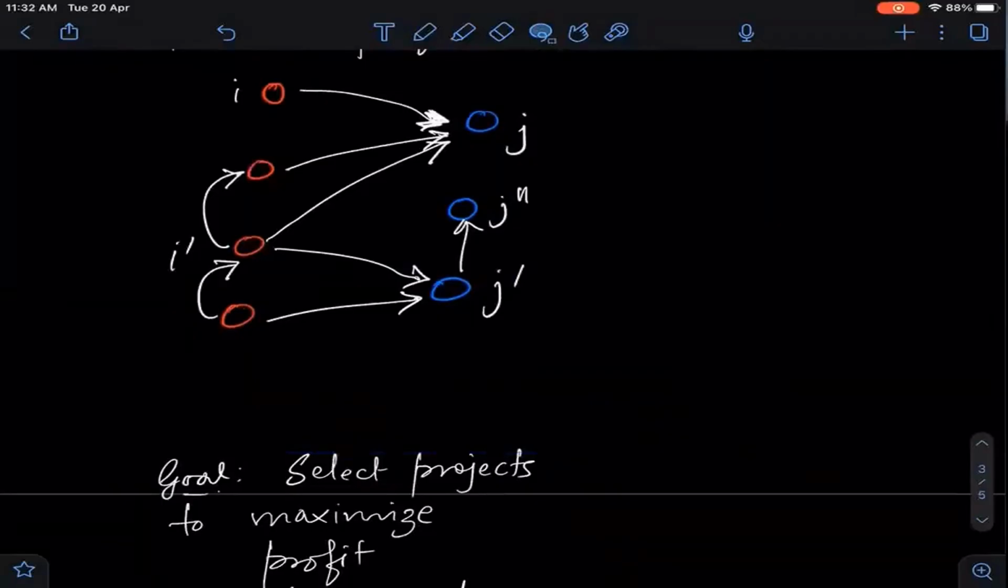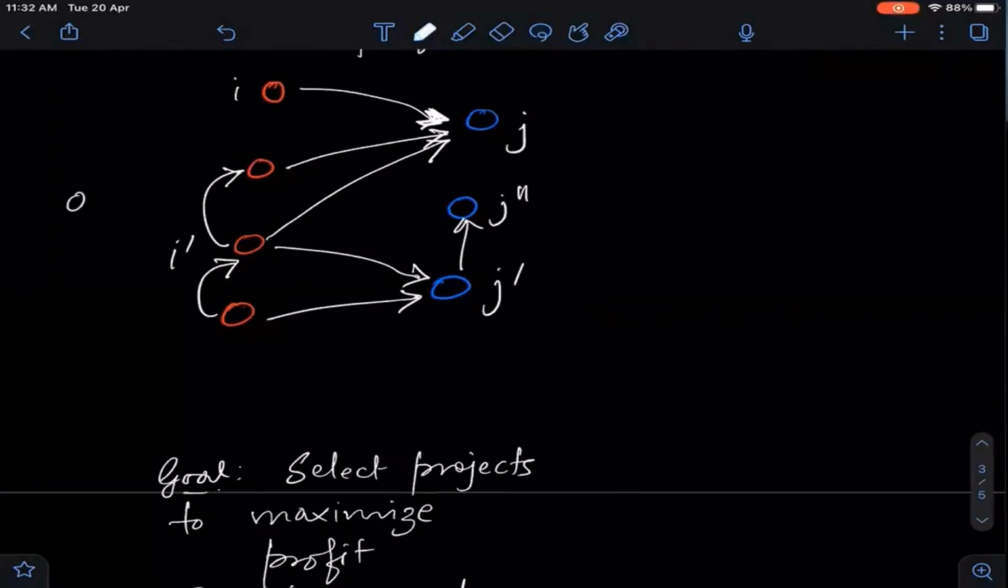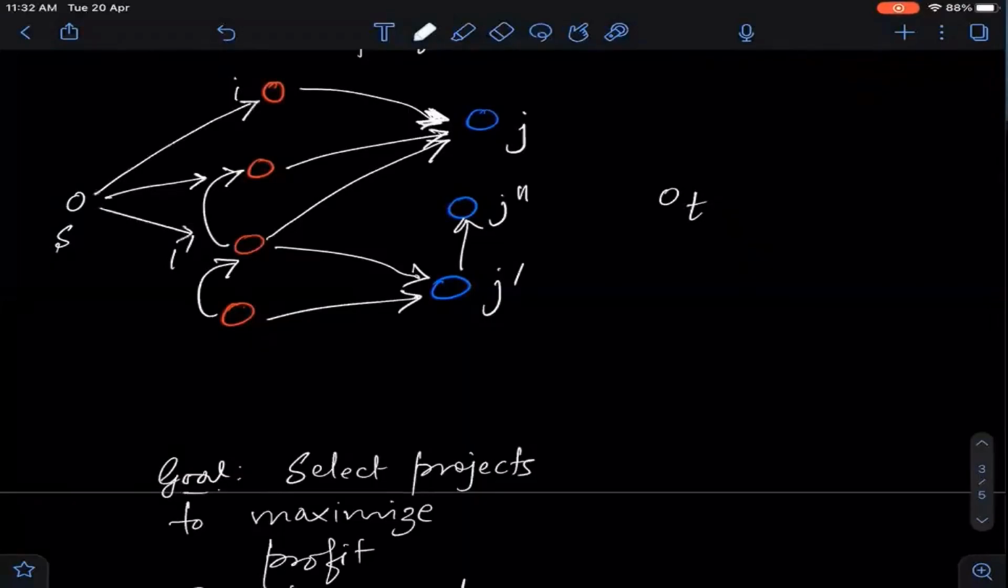Okay, so again, I have to first design a network. If I want to use a max flow min cut kind of thing, I have to design a network. So the first thing is that I need a source and a sink. So I introduce a source and I introduce a sink. Okay? What I will do is connect the source to every project that has a positive profit.